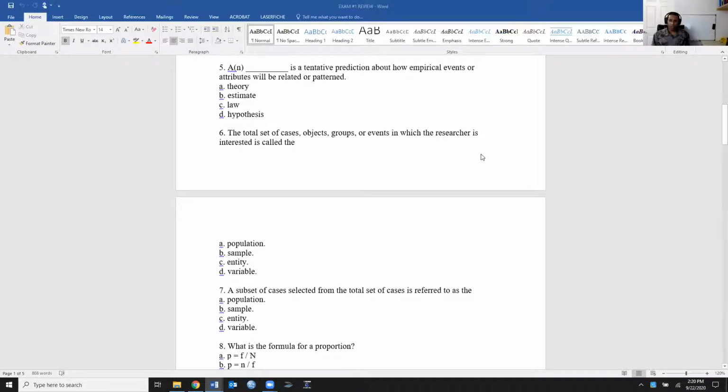Okay. 6, the total set of cases, objects, groups, or events in which the researcher is interested in is called the what?